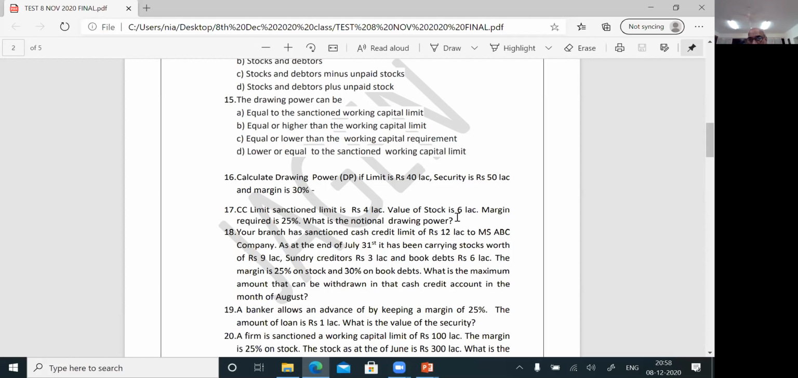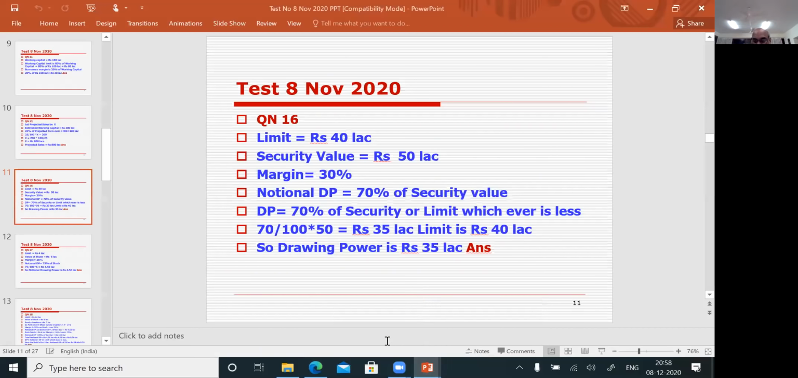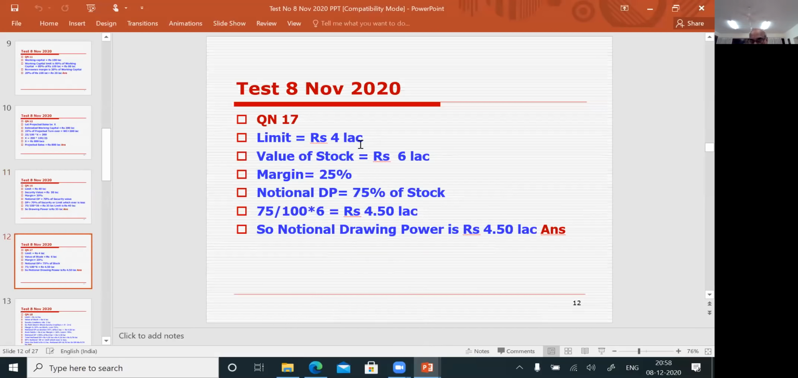Okay, so CC limit sanctioned is 4 lakhs. Value of stock is 6 lakhs. Margin required is 25%. So margin is 25% means what is the loan quantum? 75%. 75% of 6 lakhs, how much do you get? That is the notional DP. Okay, you see the first example. So question number 17 we are seeing. Limit is 4 lakhs. Value of stock is 6 lakhs. Margin is 25%. So what is notional DP?